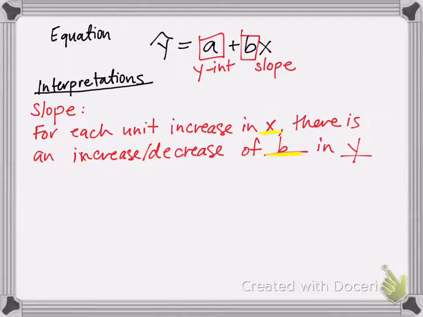So for x, you're going to insert your context. For b, you're going to insert context, and then for y, you will insert context. So every time you're increasing 1 unit, like 1 inch tall, then your y, so your weight, could be increasing or decreasing by whatever your slope is.